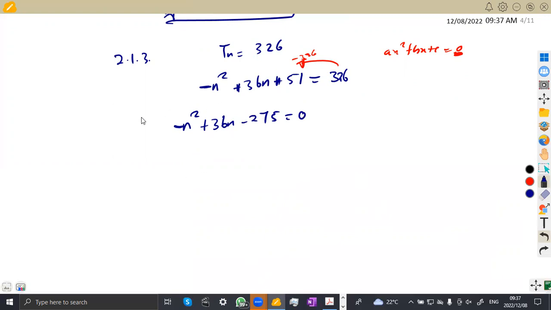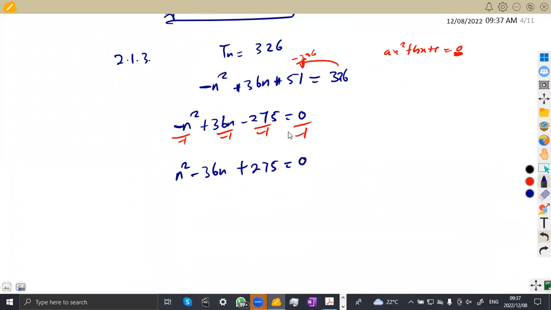So for avoiding errors, just try to make sure that the coefficient of n squared is positive here. So you can divide by -1 each and every term here so that it can be positive. All right, so that will be n squared -36n plus 275, which is equal to 0.